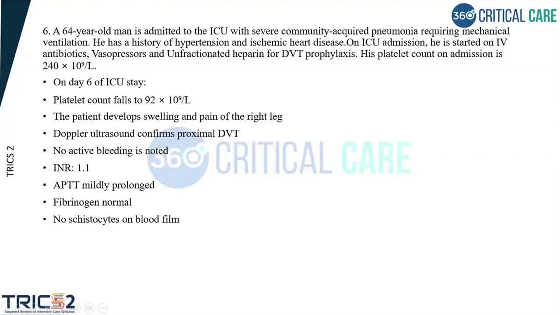And the patient develops swelling and pain of the right leg. When you do an ultrasound, there is a proximal DVT. His INR is 1.1. His APTT is mildly prolonged. Fibrinogen is normal.